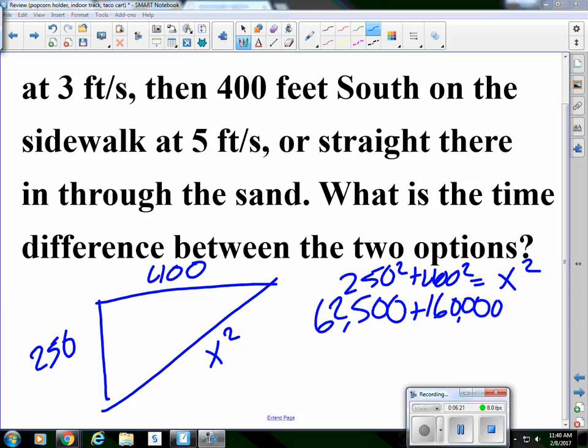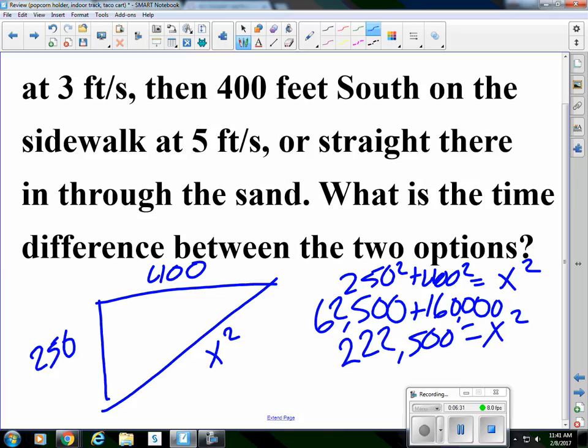So squaring those, you get 62,500 and 160,000. Add them together and you get 222,500. That's x squared, so I take the square root, and that is 471. Well, 472 if I round to the nearest foot. So that's x, 472 feet.